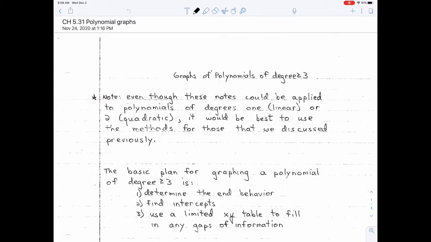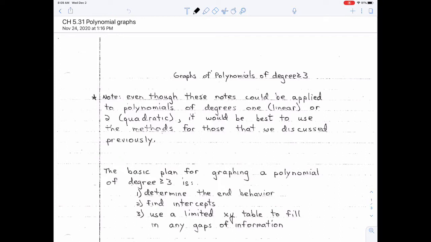Hello, everybody. Okay, so what we did last time is polynomial division. That's really going to be used for something that we're going to do later in the chapter. So today I'm going to do something totally different, and that is graphs of polynomials. Now, there's something I want to point out before we do this.